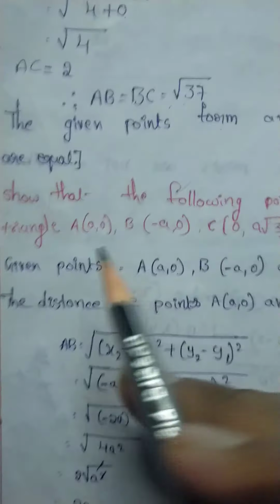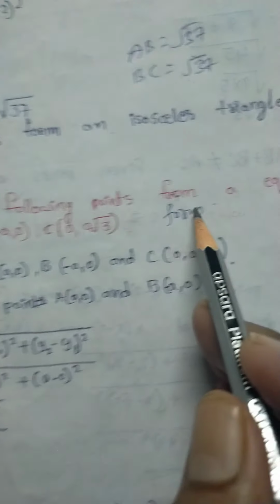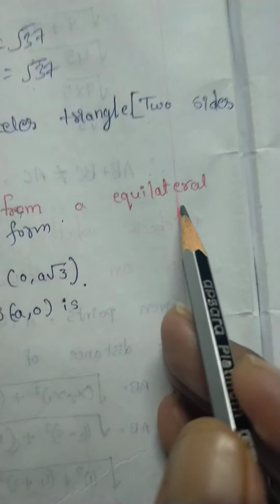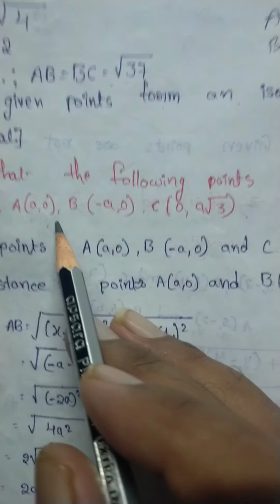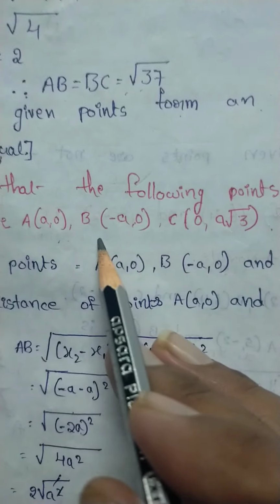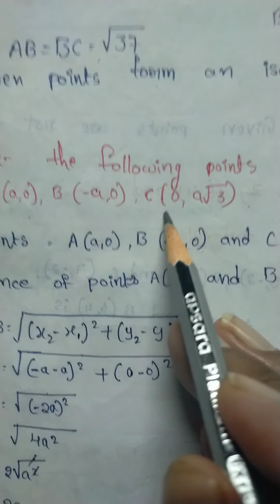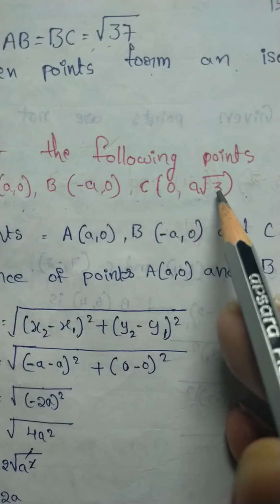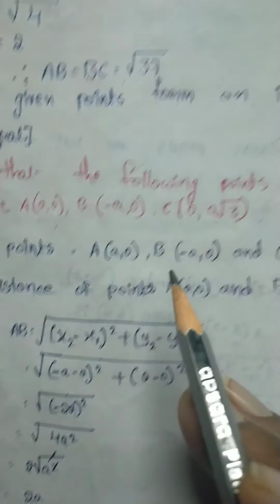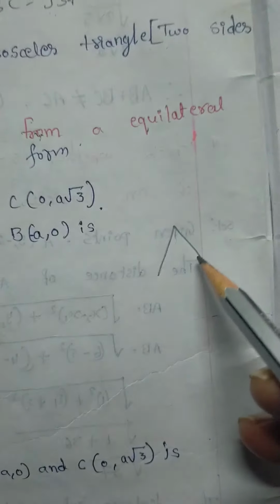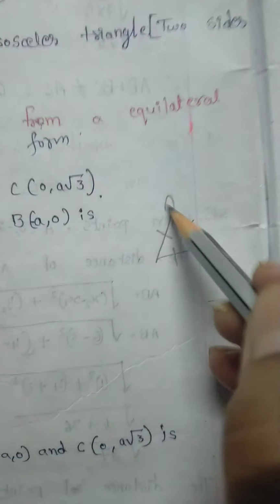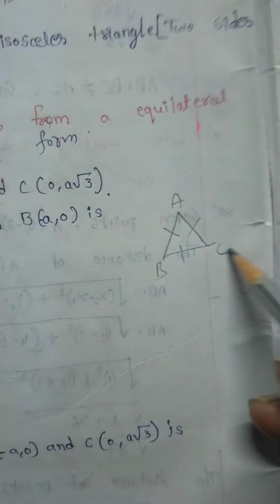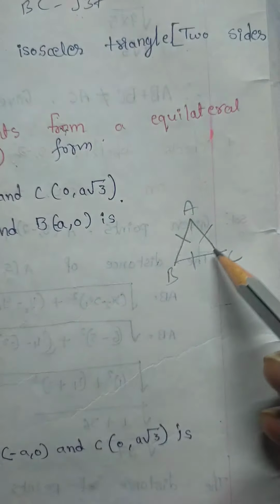Sixth problem. Show that the following points form an equilateral triangle: A (0, 0), B (-a, 0), C (0, a√3). Equilateral triangle means all sides are equal. Three sides: AB, BC, AC. AB equals BC equals AC.